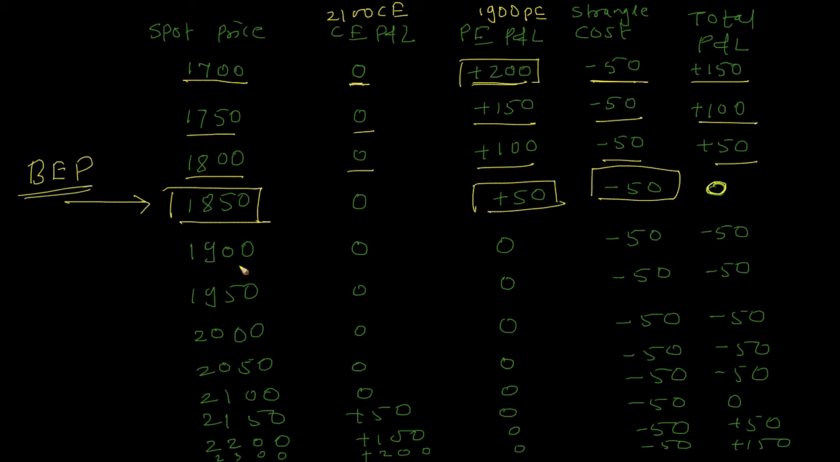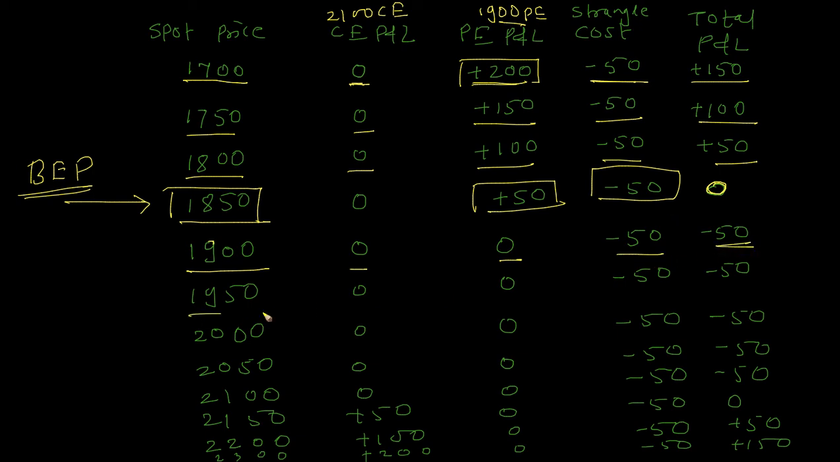I can call it a break-even point or BEP, right? Now let us see what happens at 1900. At 1900, my C will be out of the money and give me 0, and my P will also have no value because my strike price is 1900 and at maturity the market is trading at 1900. So P is of no use, it is also 0. Both are 0, and I have already paid 50 rupees, so my total profit and loss will be minus 50.